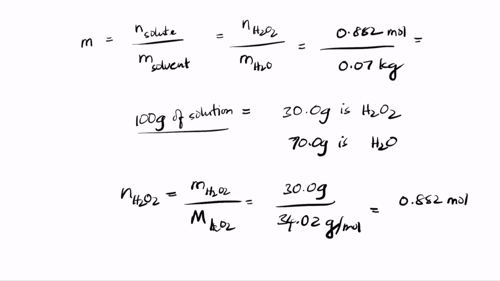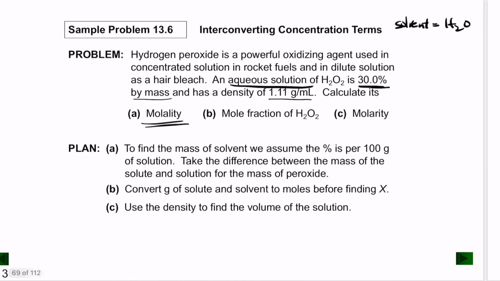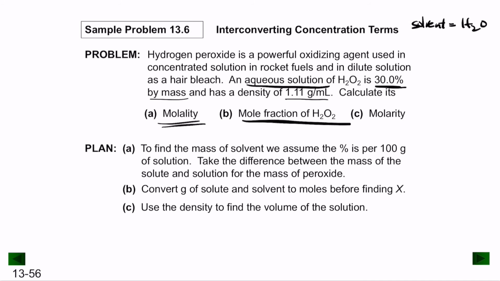So calculating the value, you will get the final answer, which will be 12.6 molal H2O2. So this is how you can interconvert from mass percentage into molality. Next one, they've asked us for mole fraction. How would you calculate the mole fraction here?